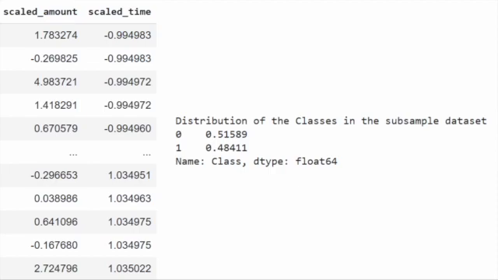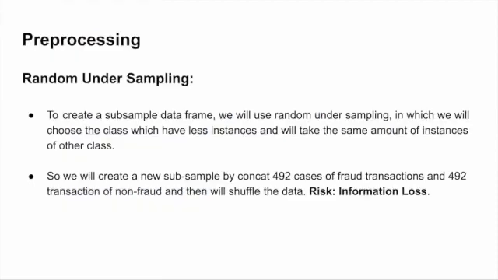Here are the scaled amount and scaled time columns, and also the distribution of both classes. Then we have done random undersampling. It is the method in which we create a subsample data frame, choose the class which has fewer instances, and take the same number of instances of the other class. So we create a new subsample by concatenating the 492 cases of fraud and 492 transactions of non-fraud. But the risk here is that we will lose a lot of information, our accuracy can go low, and we can't expect perfect behavior for the fraud and non-fraud classes.